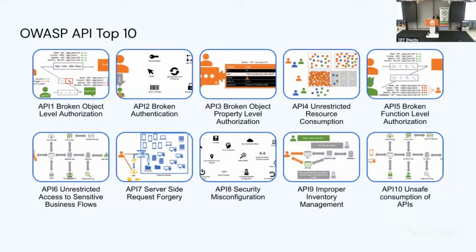Ask your developers about that one. Improper inventory management, allowing still vulnerable versions of the API up because they've not actually been sunset and then deprecated. And finally, unsafe consumption of APIs. That covers things where you are asking an API. So if you think about LLM jailbreaks, that kind of thing would be covered.